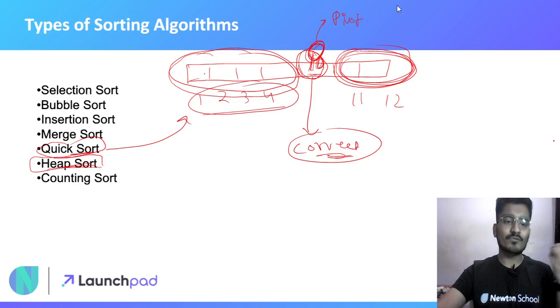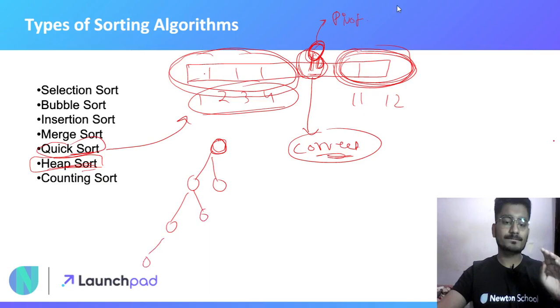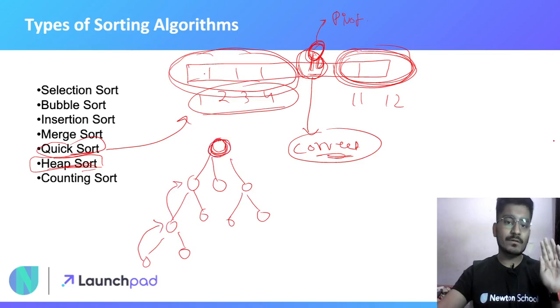In heap sort, it is a tree based algorithm in which we make a heap of elements, like this. Firstly we swap these elements and bring our largest element to the top, if we are making a max heap. In heap we have two types, max heap and min heap.